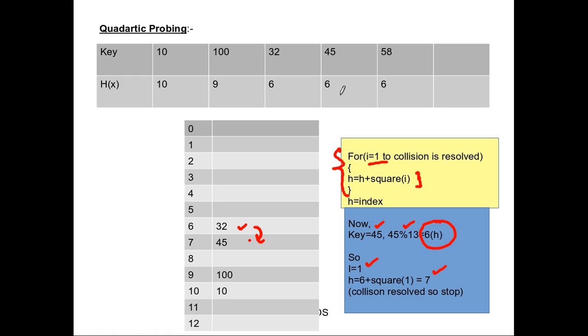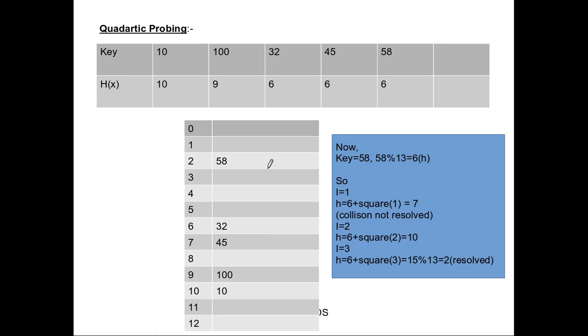Similarly, the next element is 58, which has to be stored here. The same thing: 58 modulo 13 is 6, so the h value is 6 for you. Then you start your loop, i equal to 1, 6 plus square of 1, which is 7. You go to index 7, which is already occupied, so the i value is incremented according to our algorithm. Again h equal to 6 plus square of i, that is square of 2. Square of 2 is 4, 6 plus 4 is 10, and index 10 is also occupied for us, so the i value gets incremented. So h is equal to 6 plus square of 3, that is 9.